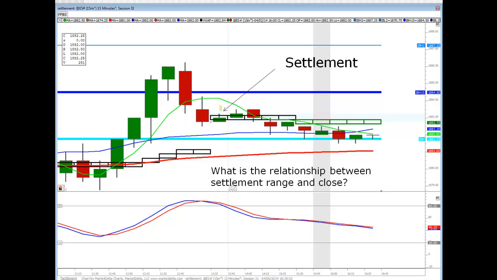Sometimes the settlement range will be bigger or larger, and of course if we close at the bottom of the range, it is a very bearish close. If we close at the top of the range, that would be a bullish close. So it's important to understand where the close is relative to the range.